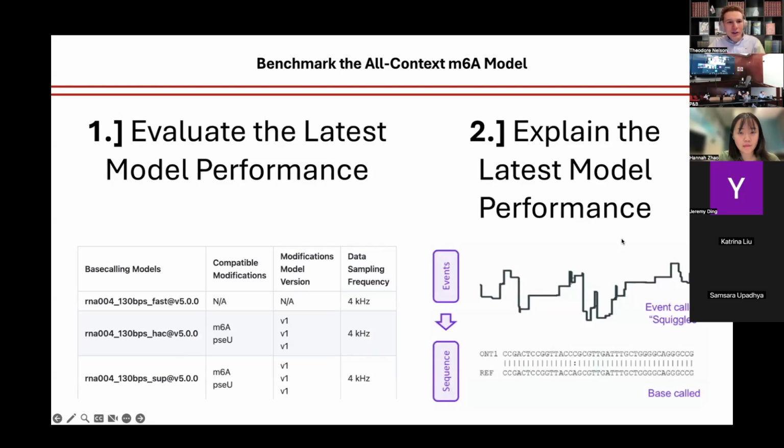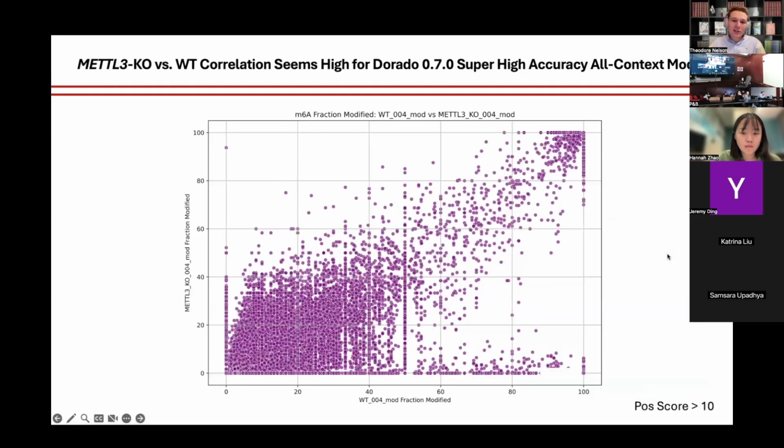But I think the story, even though these models are a little bit older, is still very useful for understanding how we arrive at our conclusions and how we learn things. So this is basically the wild type versus Mettl3 knockout comparison using Dorado basecalling 0.7.0. And each dot is a specific site, and only sites that had at least 10 reads were included for the fraction modified.